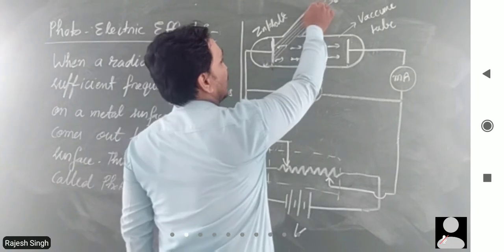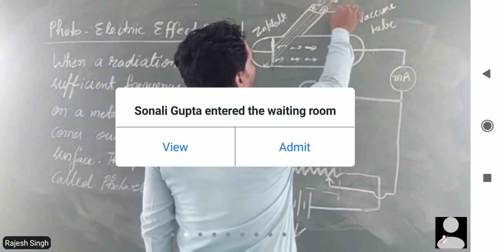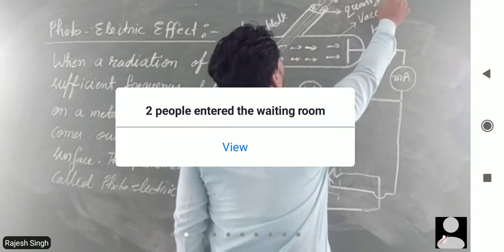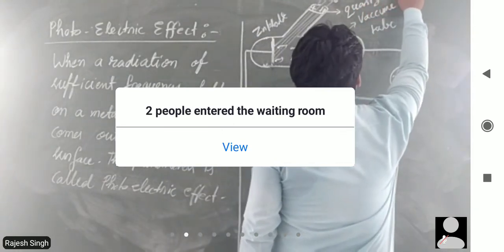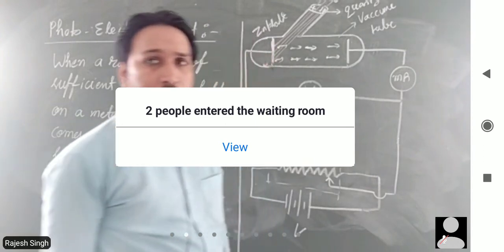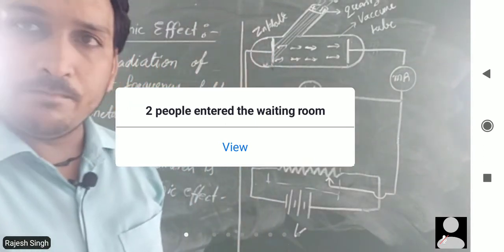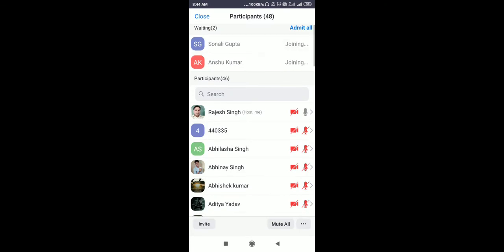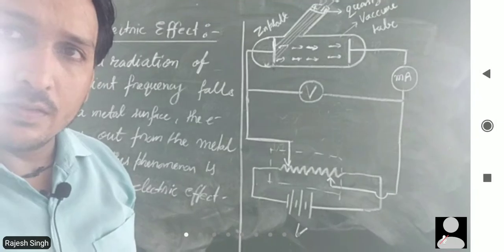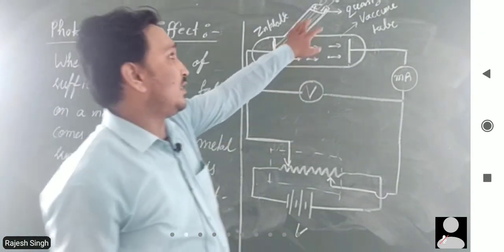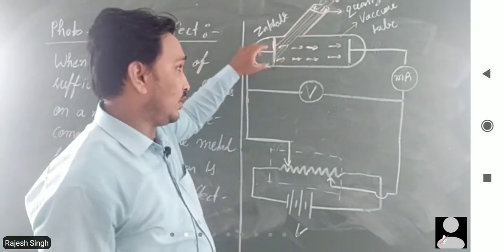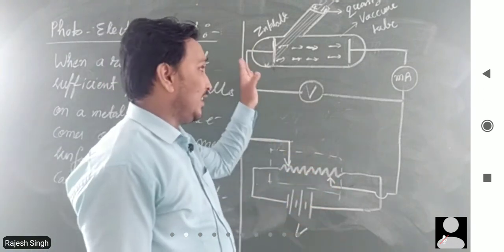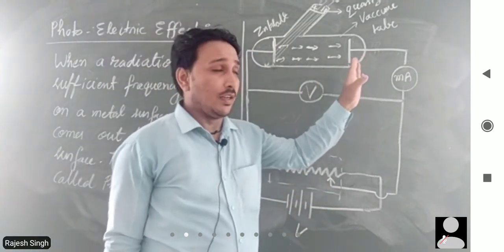Here we fit quartz fiber. So from here, what happens? The radiation falls on the zinc plate. Electrons get some energy, and then they escape from the zinc plate and reach this plate.